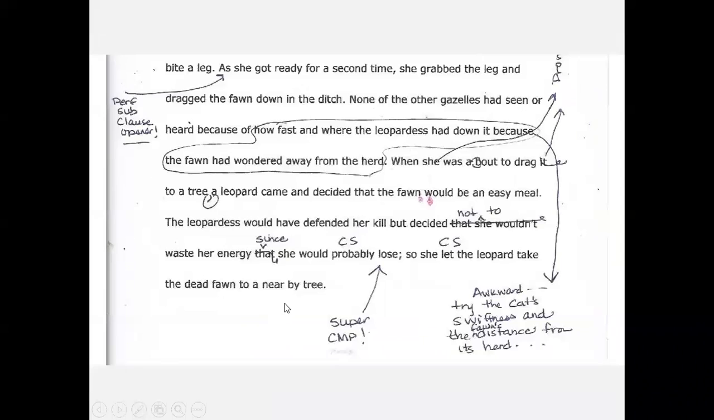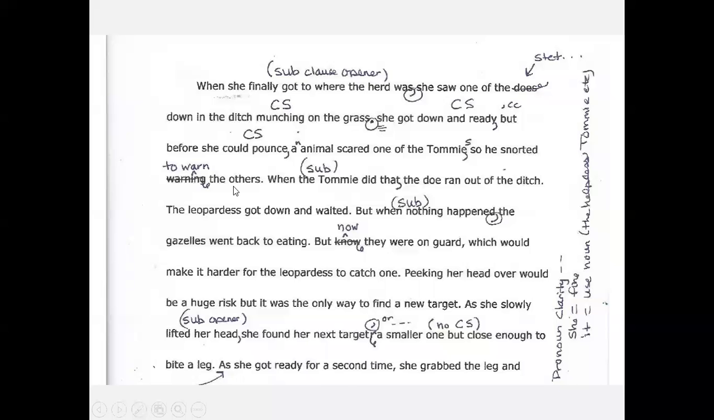Covered over. Okay, that's a subordinate clause opener. My screen is covering it over a little bit. My Zoom analytics. Okay, so there we have pronoun clarity.